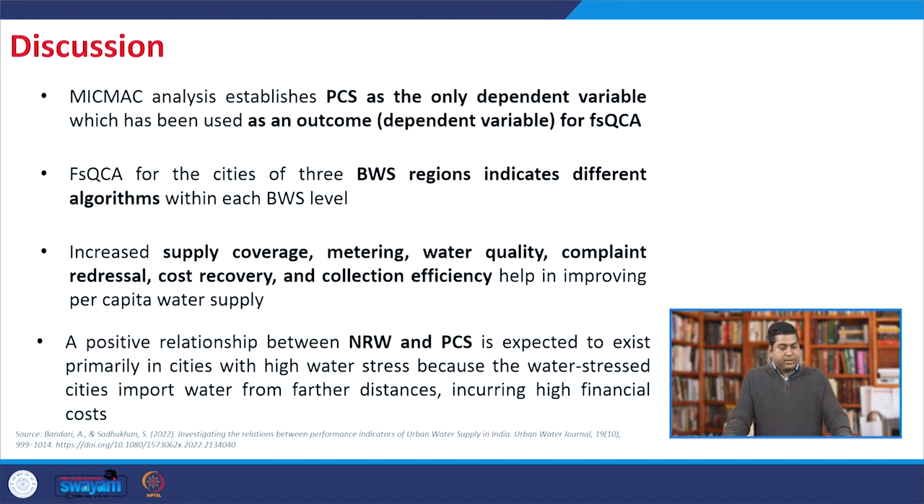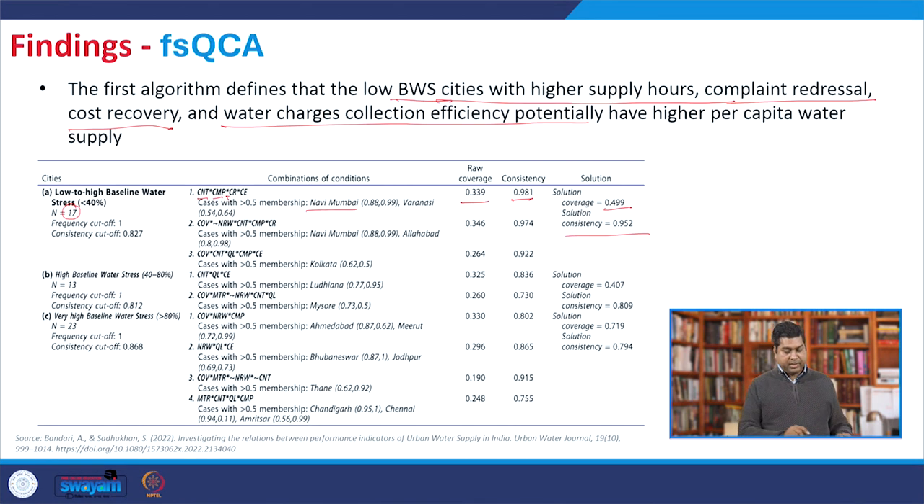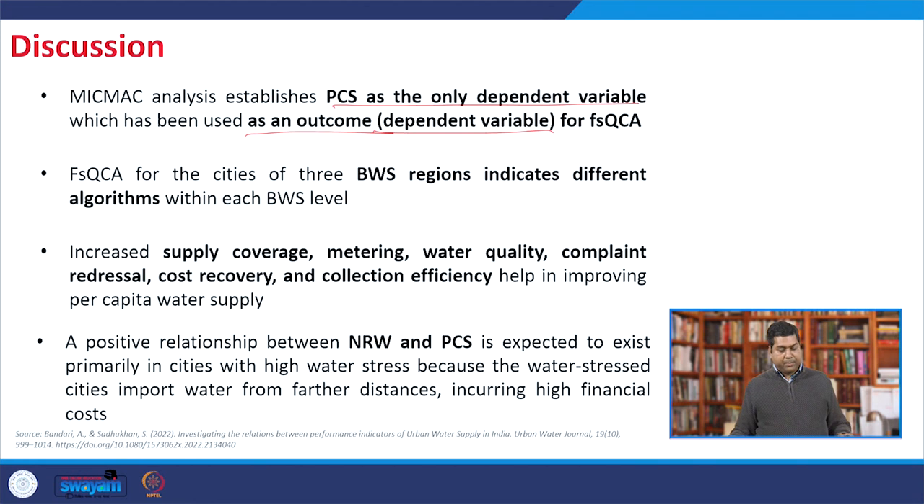Now, coming to the discussion, MIC-MAC analysis establishes that PCS is the only dependent variable, which has been used as the outcome, or dependent variable, for FSQCA. So, that is why the conditions that we have presented in this table are all related to how it is going to change the per capita supply.